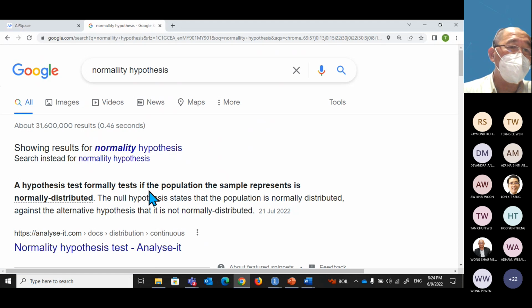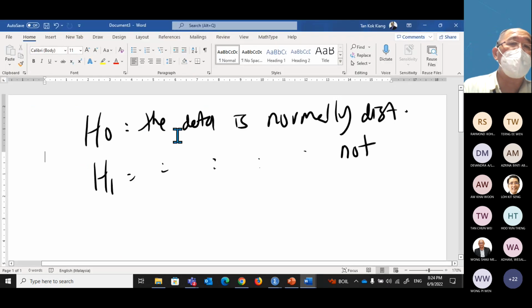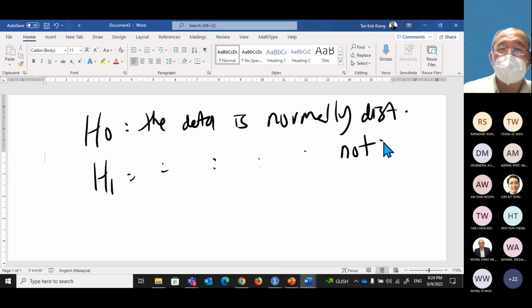Can you see here? The null hypothesis says that the population is normal. Therefore, it's the same as what we have here. Data is normal, and then the alternative hypothesis says that data is not normal. So don't worry, I'll explain.